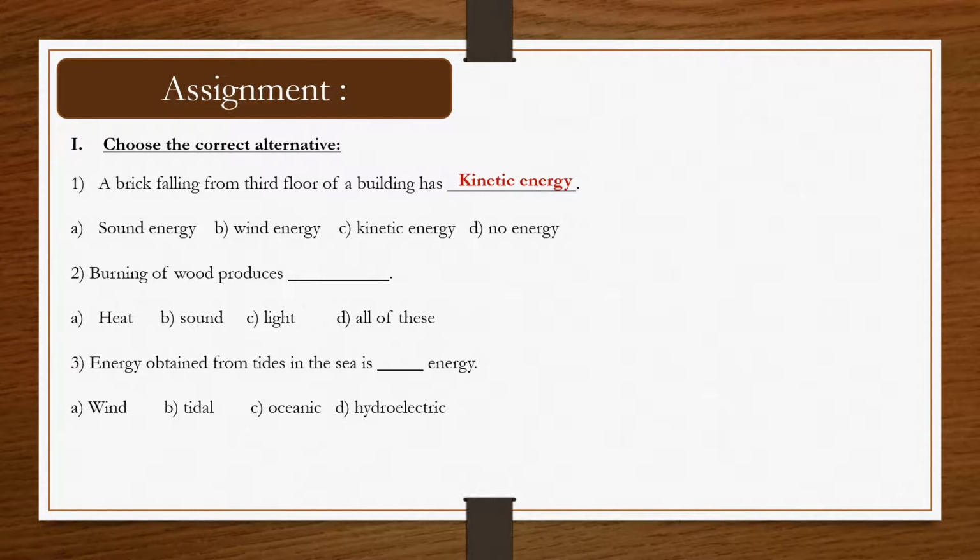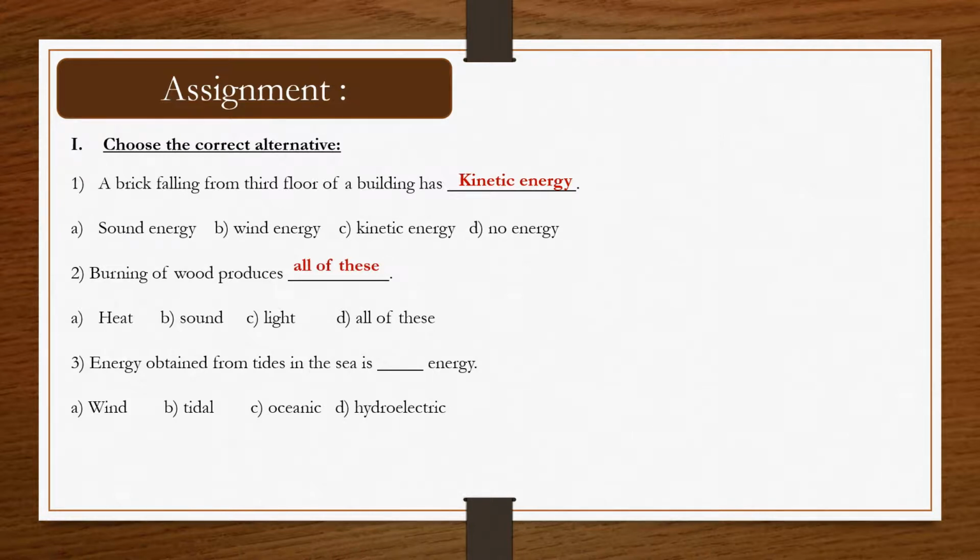Now the second question is burning of wood produces dash. The options are heat, sound, light, all of these. So which is the correct answer? Correct. Burning of wood produces all of these. All of these means burning of wood produces heat, sound and light.